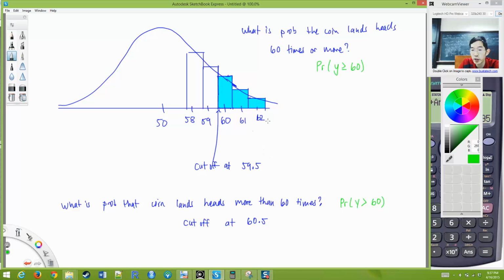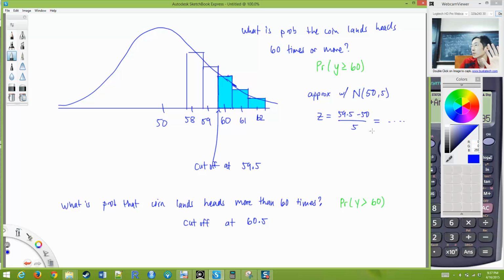Okay, but anyway, for this problem, we established that the cutoff is 59.5, and we're approximating it with the normal distribution. And so we would have z is equal to 59.5 minus 50 divided by 5. And then you solve the problem just as if it were a regular old normal distribution problem. Okay. Does that make sense?